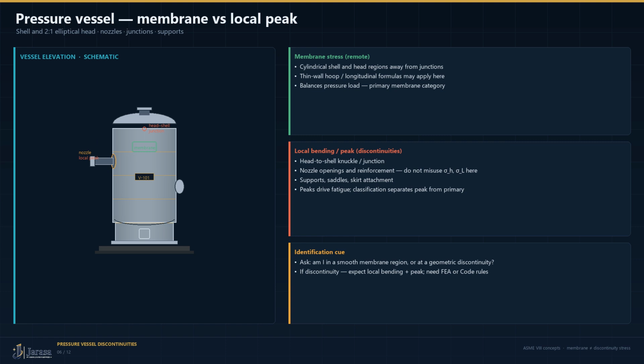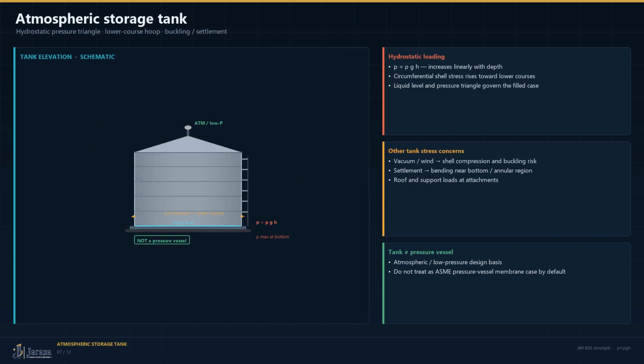Design and fitness for service practice separate membrane stress remote from discontinuities from local discontinuity and peak effects. Do not paste membrane formulas onto a nozzle neck and call the result complete. Sketch the vessel honestly: shell, heads, nozzles, and supports, then ask which region you are assessing before you pick an equation. An atmospheric storage tank is not a pressure vessel. Liquid head produces hydrostatic pressure P equals rho g h, increasing linearly with depth.